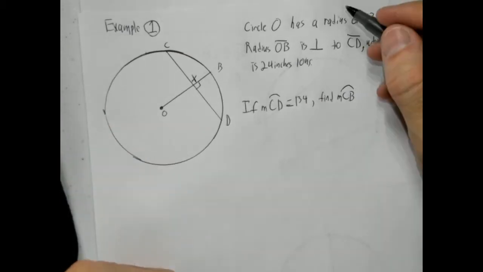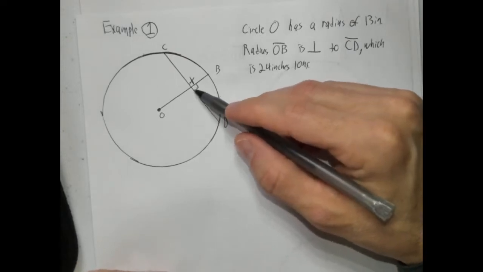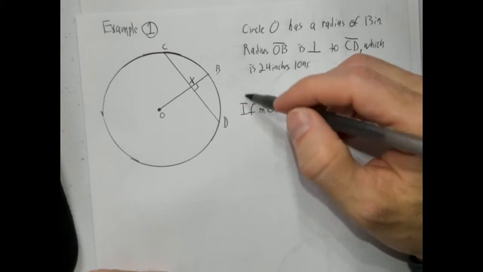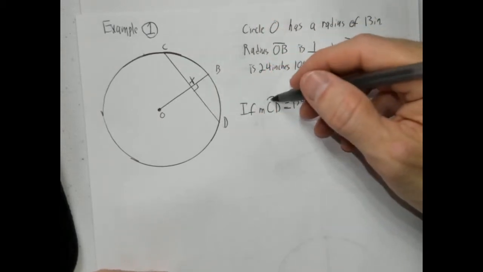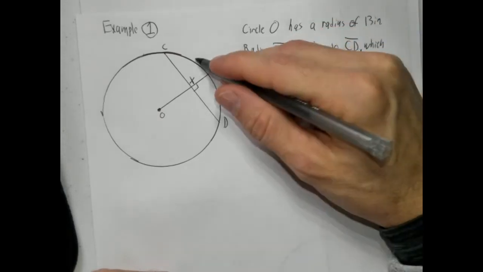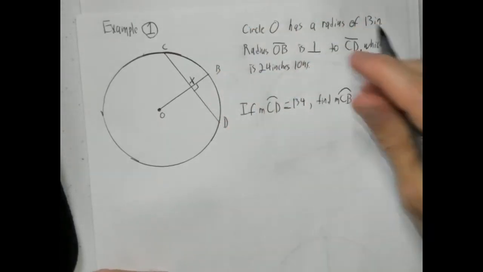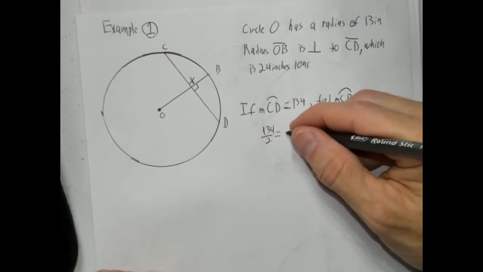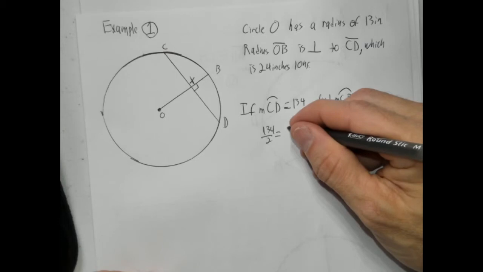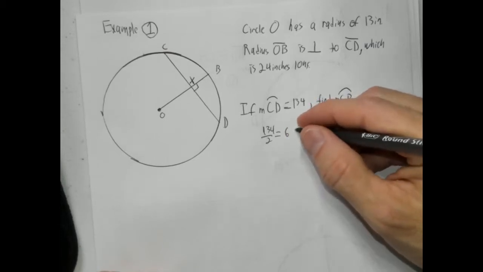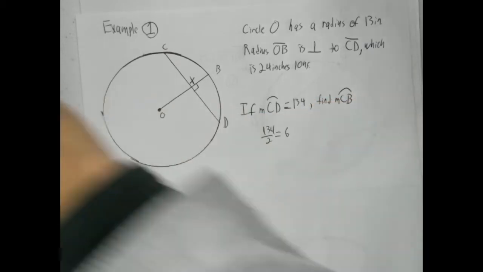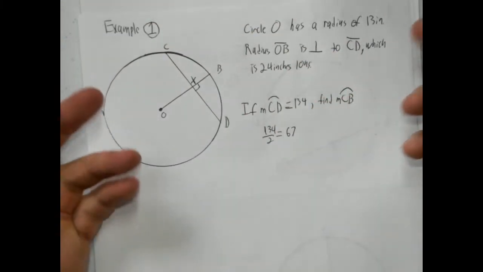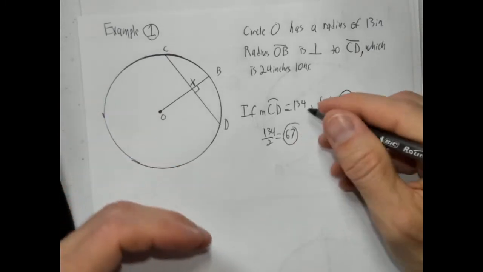Well, here's the thing. We know that this is perpendicular to this chord. Therefore it bisects the chord and it also bisects the arc. So if the whole arc is 134, then CB, which is this piece here, is going to be half of that. So we're simply going to say 134 divided by 2, and that will equal 67. There's no unit of measurement given to us, so we're just going with 67.